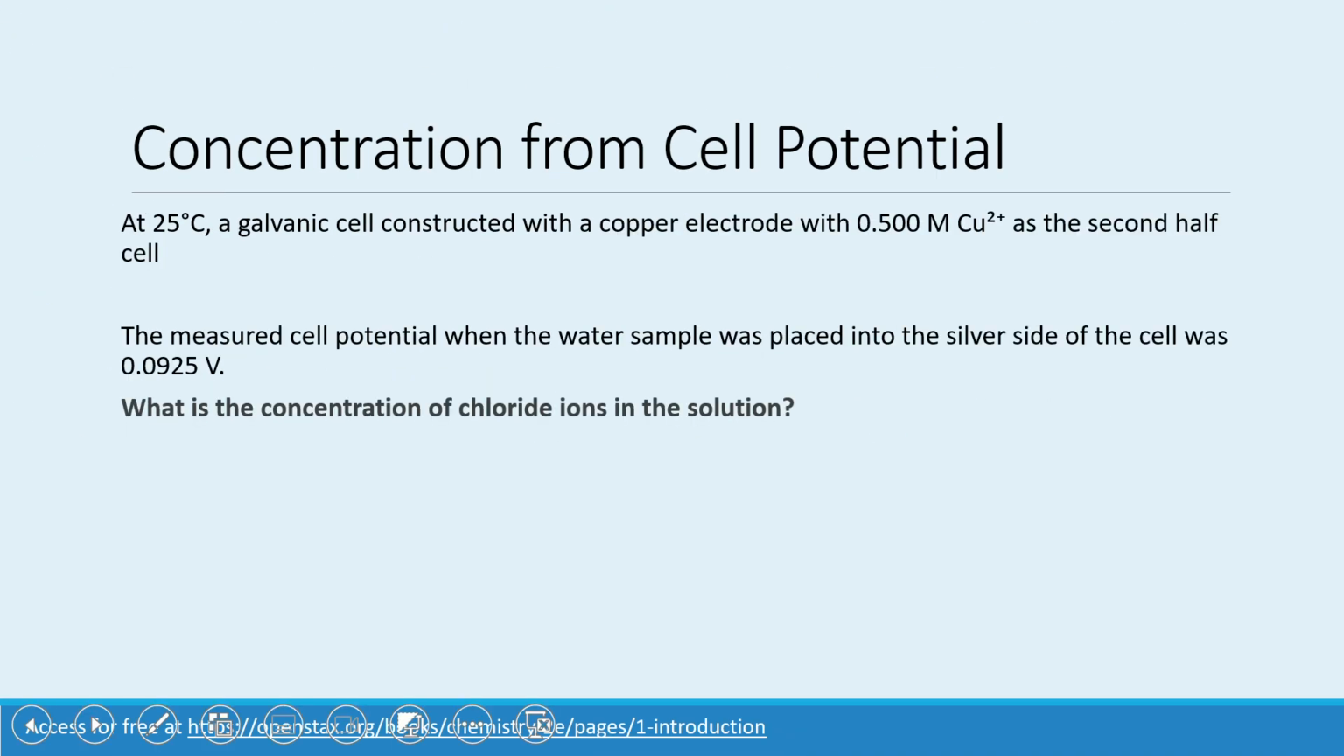where we've got E cell, and actually let me go ahead to the next slide here and write this down. So we've got the E cell equals the standard cell potential minus your 0.0592 volts divided by N and times the log of your reaction quotient Q.